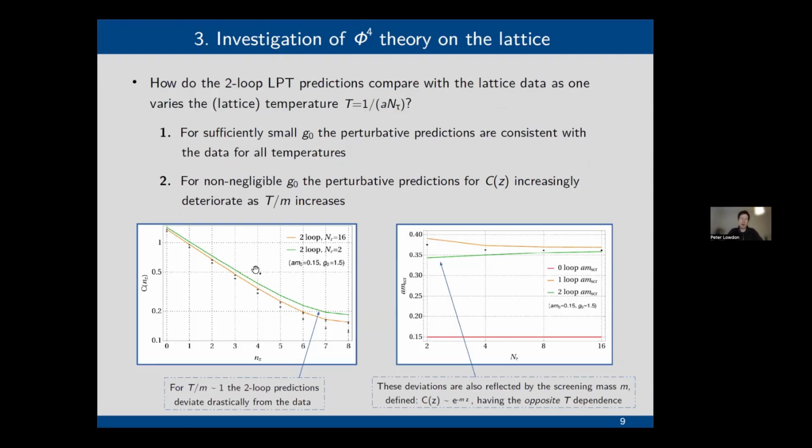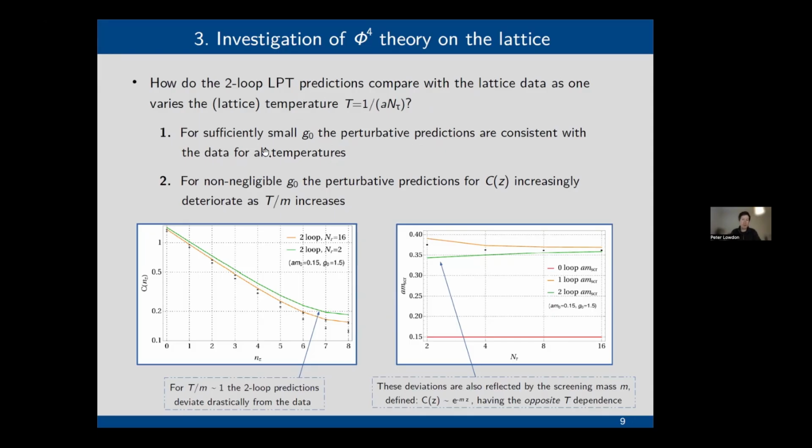As many of you know, the lattice temperature is defined as proportional to the inverse of the temporal lattice size. So if we go to larger and larger temporal lattice sizes, that corresponds to smaller and smaller temperatures. So we can run these simulations at different temporal lattice sizes, and that simulates a system that has increasingly higher temperatures.